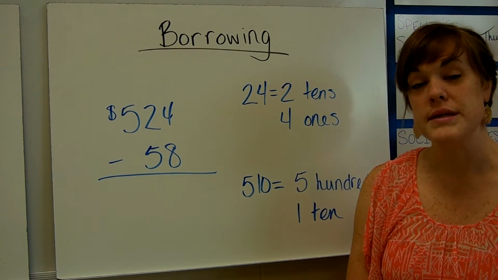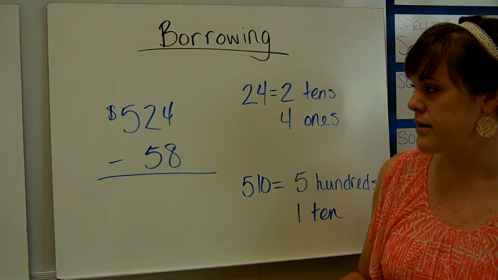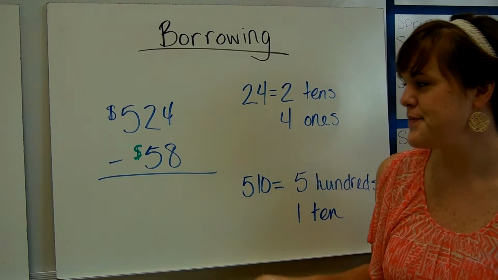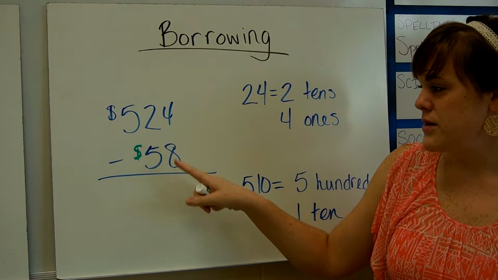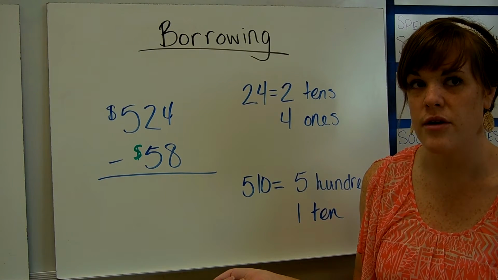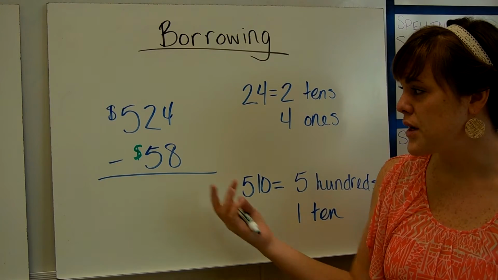Okay, when we subtract, sometimes you have to borrow. If I was subtracting $524 minus $58, 4 take away 8 is not possible. If you have 4 of something, you can't take away 8 of them. So we need to regroup.